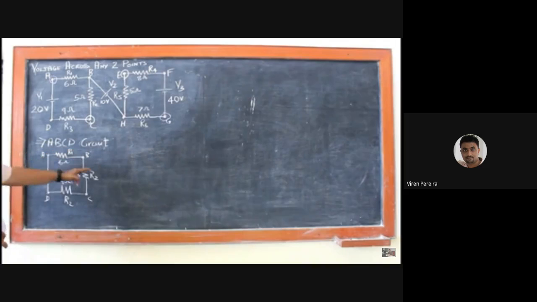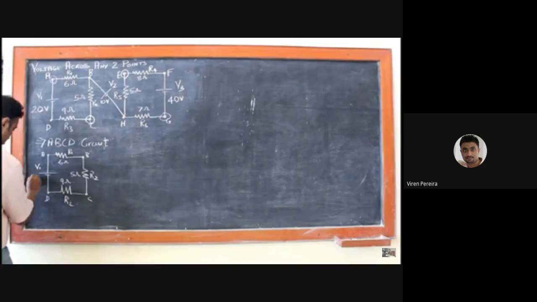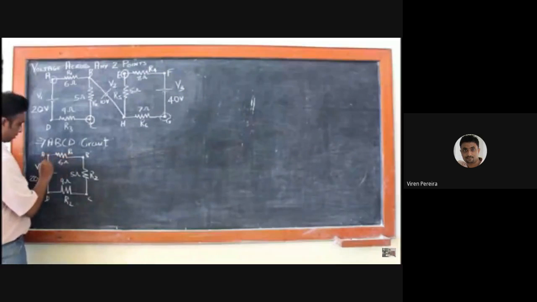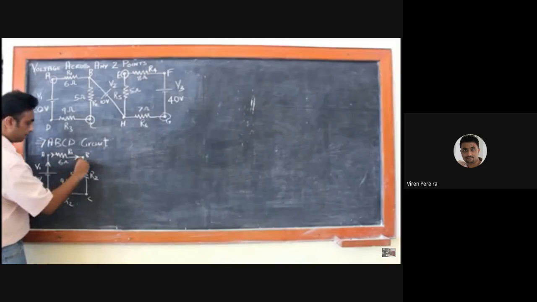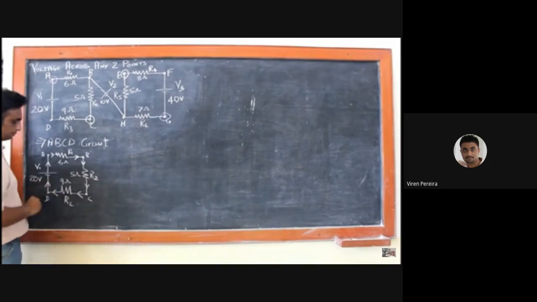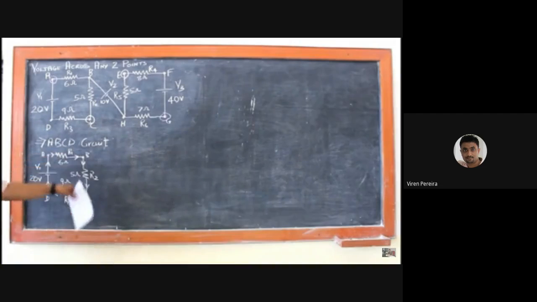Alright, now I got R1, R2, and R3. I have the voltage V1, which is equal to 20 volts. So now I have this in the circuit. Now when I have this circuit, I can basically find out the current flowing in this circuit.